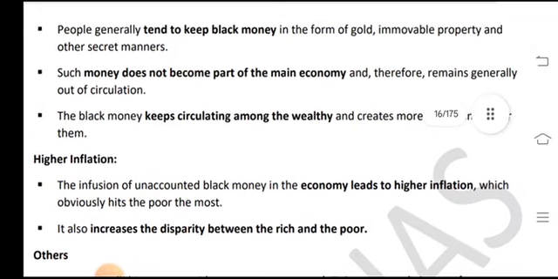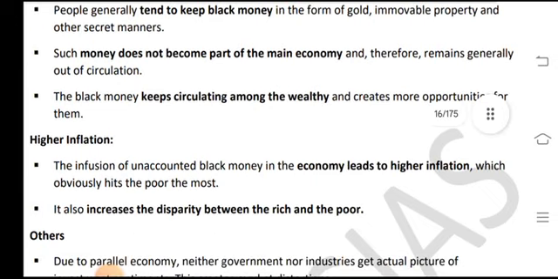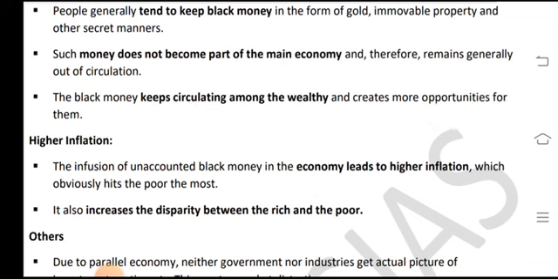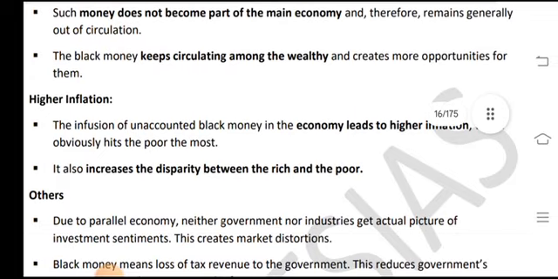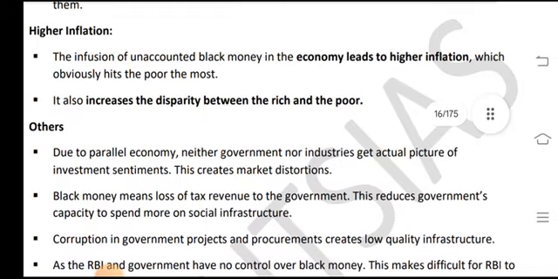Development and inflation: people generally tend to keep black money in the form of gold, jewellery, properties and other secret manners, and such money does not become part of the main economy and therefore generally remains out of the calculations. Black money keeps circulating among the wealthy and creates more opportunities for them, and higher inflation. The infusion of unaccounted black money in the economy can lead to higher inflation, which obviously hits the poor the most.